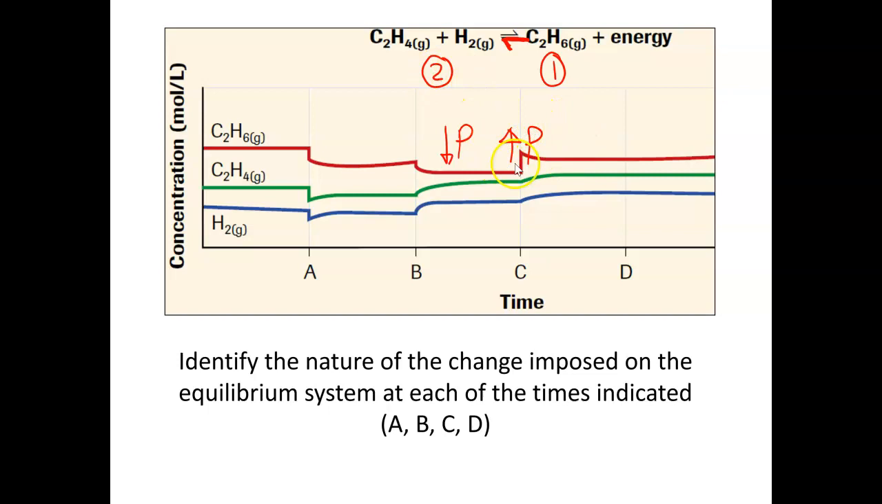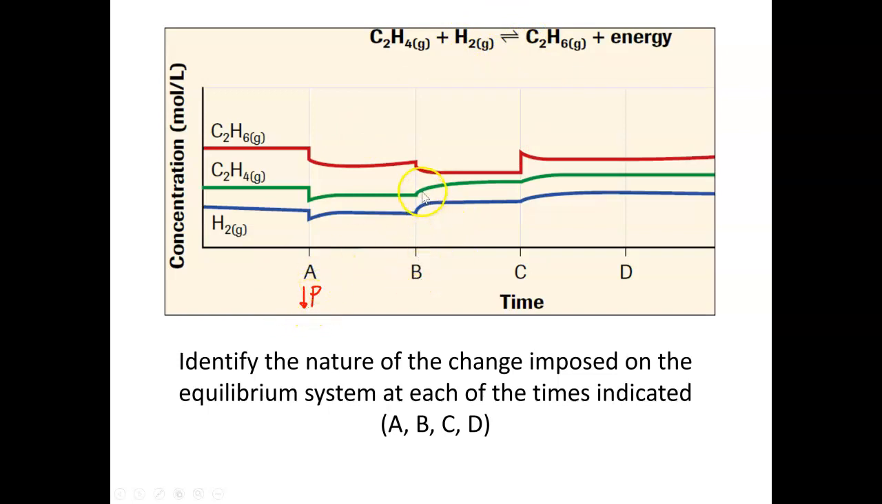Let's see if that makes sense using collision theory. By decreasing the pressure and increasing the volume, we made it less likely for these two to find each other. If it's less likely for these two to find each other, the forward direction is disadvantaged, while the reverse direction has the advantage. So that does check out. So at point A, we have decreased the pressure.